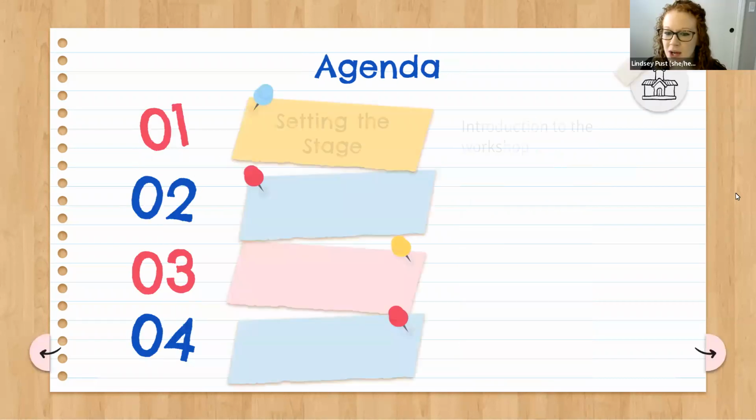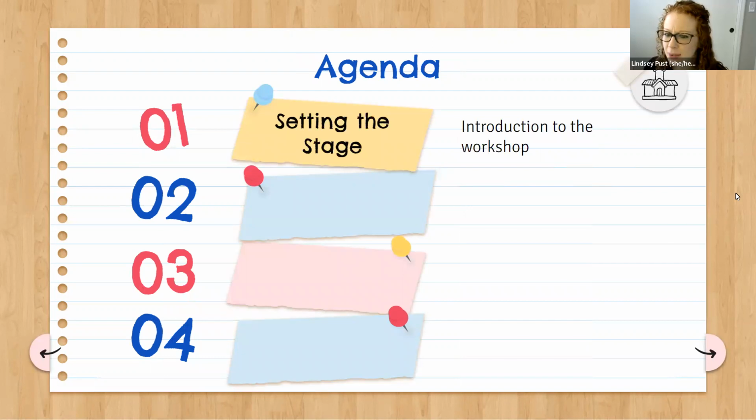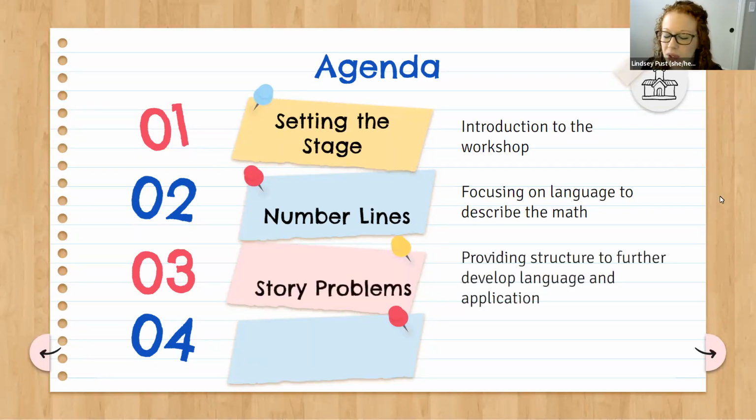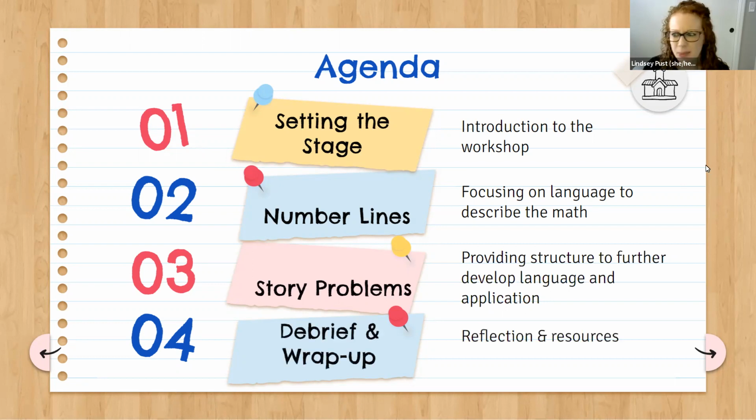All right, so we are going to take a little bit of time to set the stage, introduce you to our thoughts for this workshop. And then we're going to experience several different activities. The first being one about number lines, where you're going to get to be the students, and we're really going to focus on language that we use to describe the math and what's happening. And then we will focus on some story problems and talk about providing structure to further develop that language and application. And we'll spend a little bit of time at the end to just debrief and wrap up. So that's the plan for today.